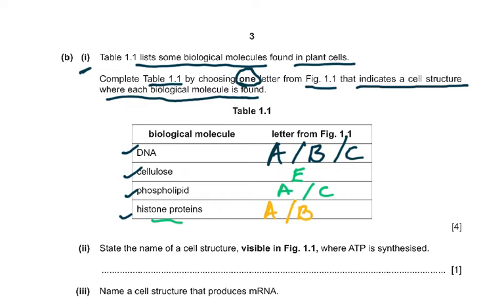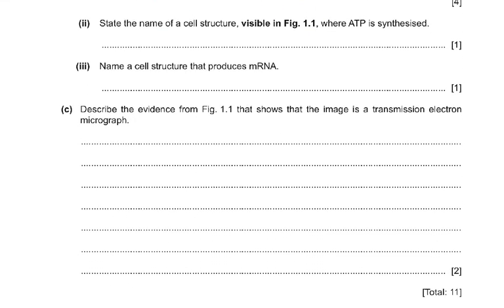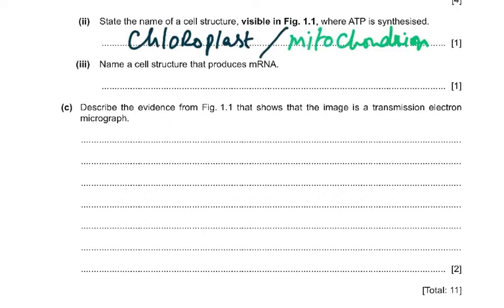So you have to write one of them, but please understand why these were the answers. Then it says: state the name of a cell structure visible in figure 1.1 where ATP is synthesized. That could only be a mitochondrion or a chloroplast.